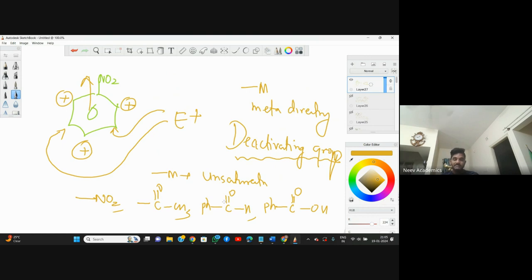If there is an unsaturation which is in conjugation with the benzene ring, like this, if I am writing CHO, here the C double bond O, this double bond and the ring's double bond are in conjugation. So if there's an unsaturation and it is in conjugation, only then can it take the electron. Minus M means it has to take electron density through conjugation only. That's the reason why it is a minus M, meta directing, deactivating group, and we detect it due to the presence of unsaturation. Understood or not?